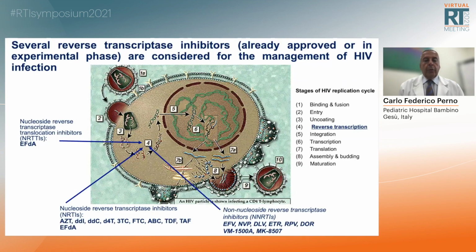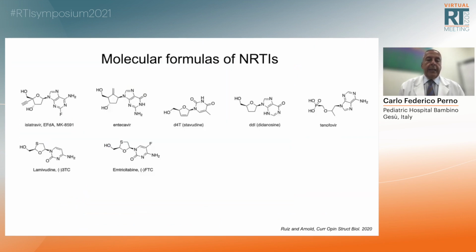You see that we are highly concentrated on reverse transcriptase when we think about how to produce an effective antiviral regimen. Now we have a new class that is NRTTI, you see on the left of the slide, that we will discuss in detail in the next slides. And the molecular formulas of this class are very similar to each other. You see they are all deoxynucleoside analogs modified mostly at the level of the pentose of the deoxynucleoside.